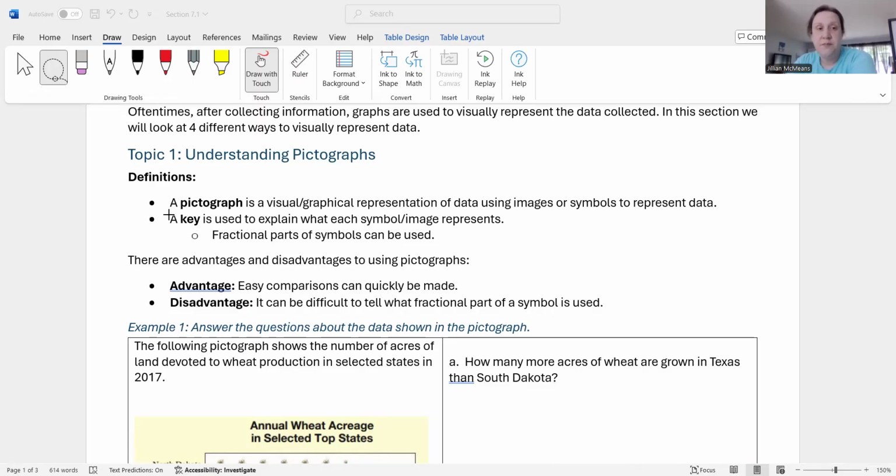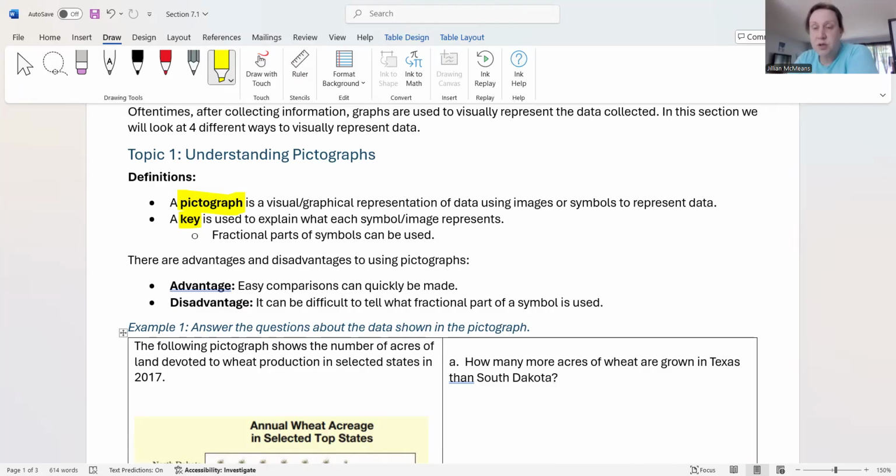So for our definition, a pictograph is a visual or graphical representation of data using images or symbols. And then you do need a key. In just a bit, we're going to look at an example of wheat production in certain states in the US, and we have these little tiny pieces of wheat that represent our data. Well, we have to know how much each little piece of wheat really represents. So you have to have a key that tells you what the images represent and how much of that thing they represent.